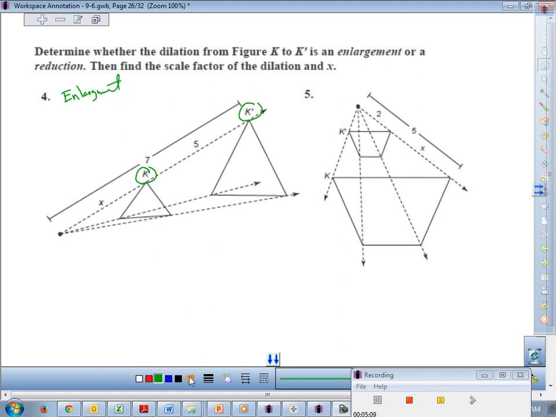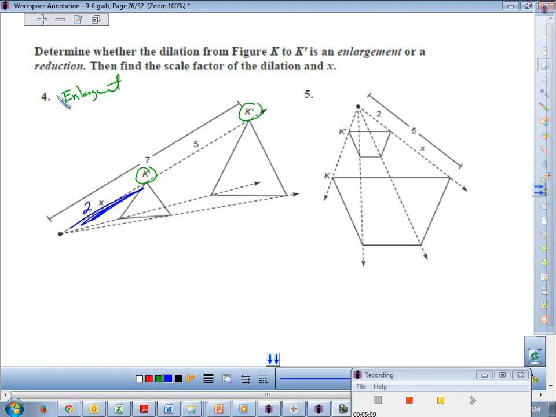They say find x and find the scale factor. Well, x is pretty self-explanatory. If this is x and this is 5 and the whole deal is 7, so that's got to be 2. Then the scale factor, it does make a difference. Remember, if it's an enlargement, the scale factor has to be bigger than 1. And if it's a reduction, the scale factor has to be less than 1.